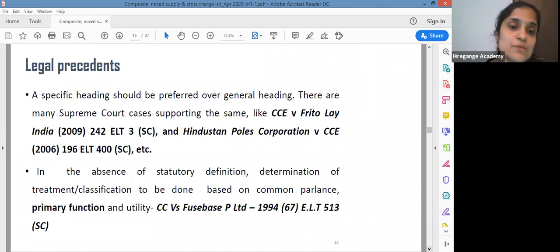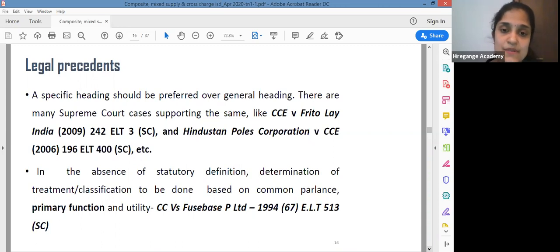With this, I come to some of the legal precedents. The decision references are given. I will explain the concepts. Always, when there is any confusion or there are competing headings in which multiple goods or services can be classified, we should go by a specific heading over a general heading.